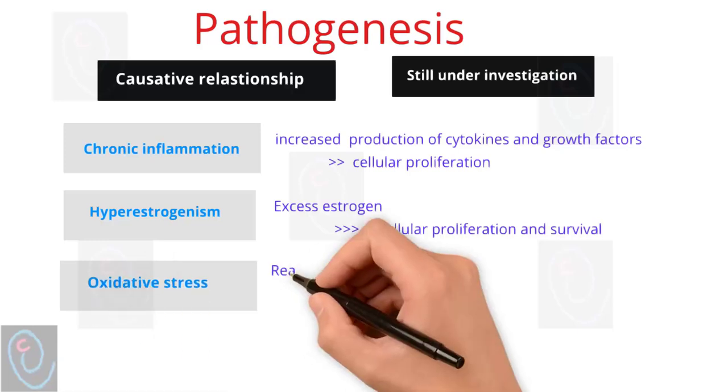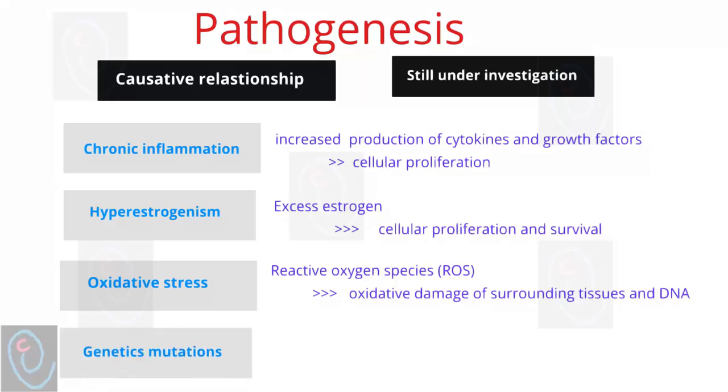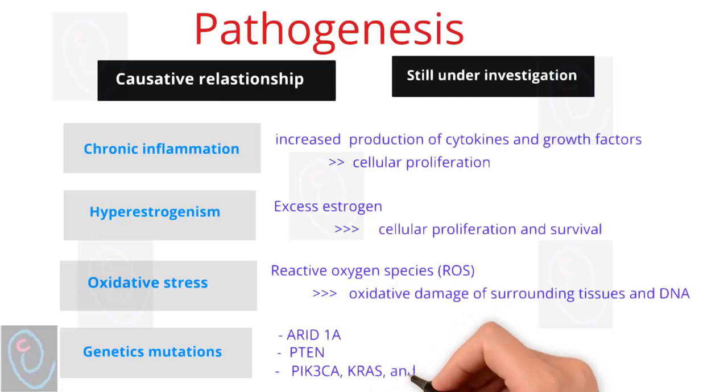Oxidative stress: the reactive oxygen species generated within the endometriotic cyst lead to oxidative damage of the surrounding tissue and DNA. وفي بعض genetic mutations موجودة في endometriotic tissue which leads to transformation into a malignant tissue. هنقول منها أمثلة زي ARID1A, PTEN, PIK3CA, KRAS, and TP53. دي genetic mutations موجودة في endometriotic tissue which promotes malignant transformation.